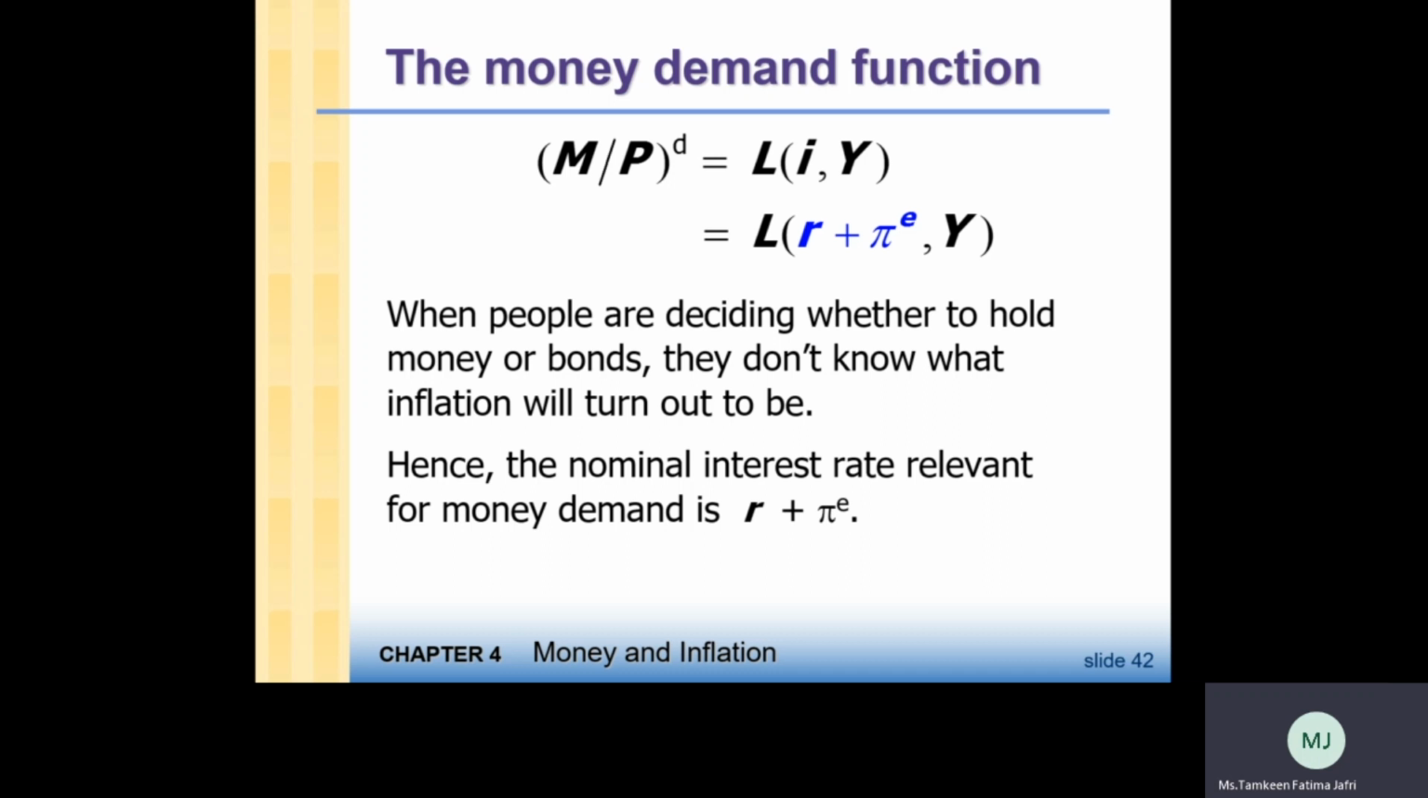Now going a little further, I can say that when people are deciding whether to hold on to money or bonds, they don't know what inflation will turn out to be. Therefore, we can replace this nominal interest rate, the term i, with r plus the expected inflation rate. Do you remember the Fisher equation? The Fisher equation said that the nominal interest rate equals the real interest rate plus inflation. So hence the nominal interest rate for money demand is r plus the expected inflation. So I'm just rewriting my money demand function this way.